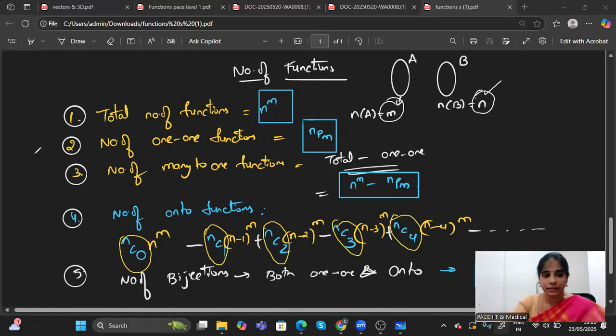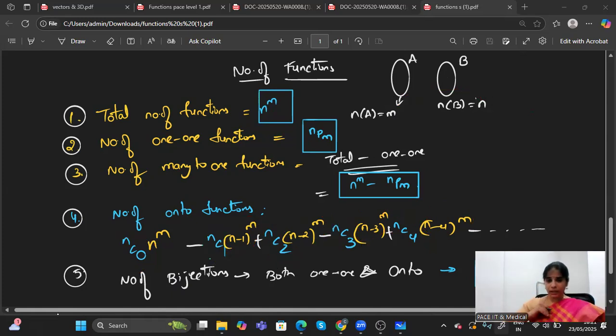The first part, I hope that is clear: nC0, nC1, nC2, nC3, nC4. Keep writing that way. Now take n to the power m, just like your total number of functions, and then reduce: n minus 1 to the power m, n minus 2 to the power m, n minus 3 to the power m, n minus 4 to the power m. Clear? Continue until the base becomes 0. Next, take alternate positive and negative signs. That's it, right? So basically, how can you remember the formula?